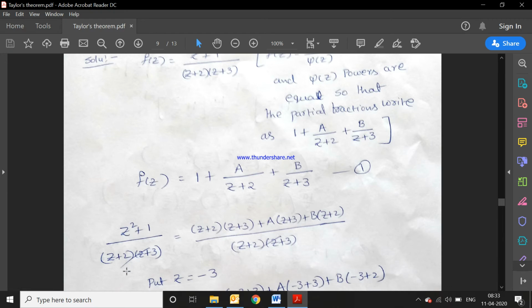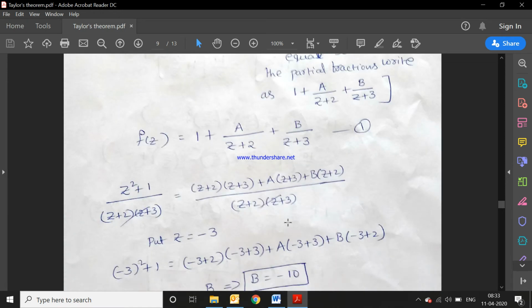And z square plus 1 by z plus 2 into z plus 3 is equal to, the LCM is z plus 2 into z plus 3, 1 into z plus 2 into z plus 3 plus a into z plus 3 plus b into z plus 2, and the denominators cancel. Now we can use the substitution, that is put z is equal to minus 3.